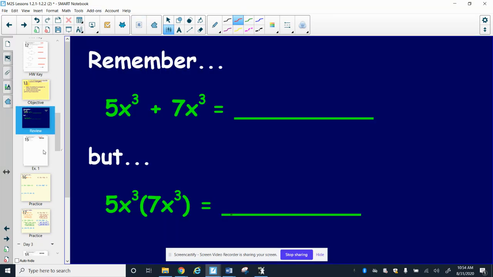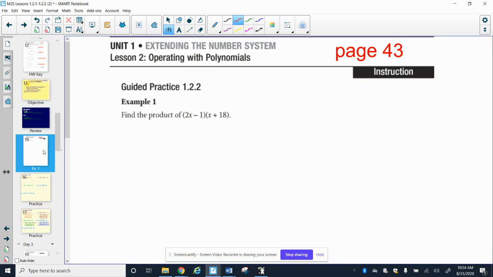So we are going to be in our textbook. If you want to open up to page 43, that's where we are going to start off.